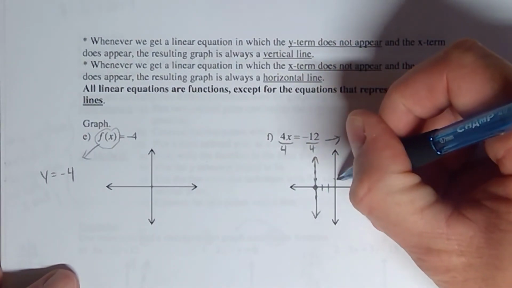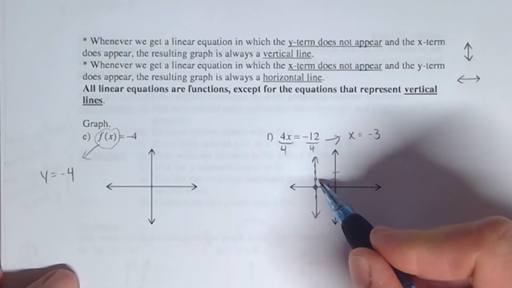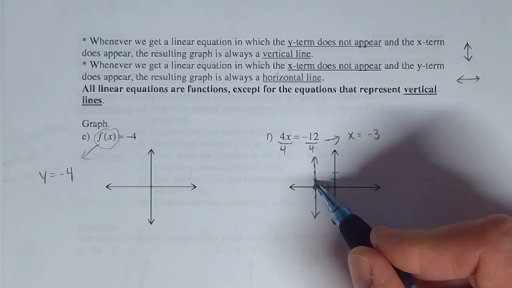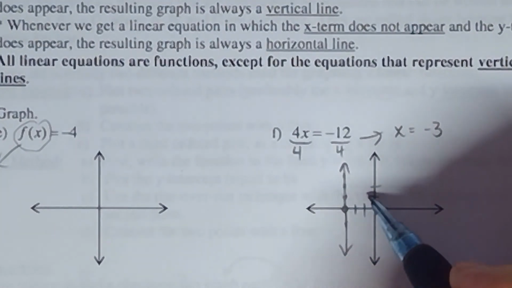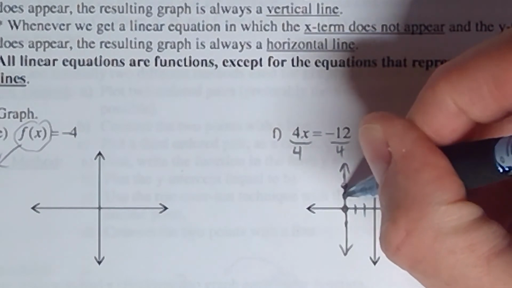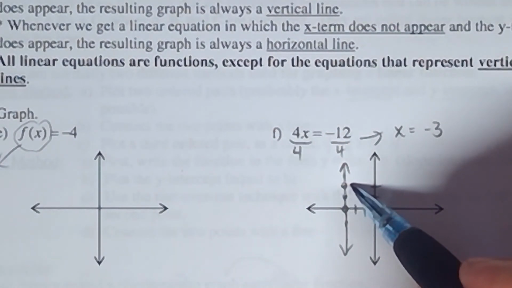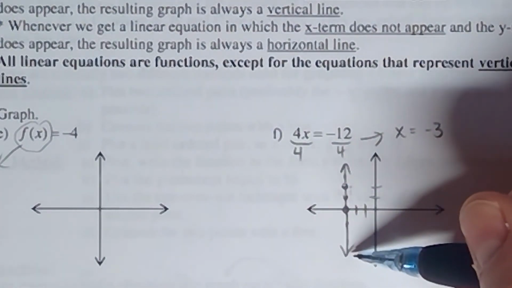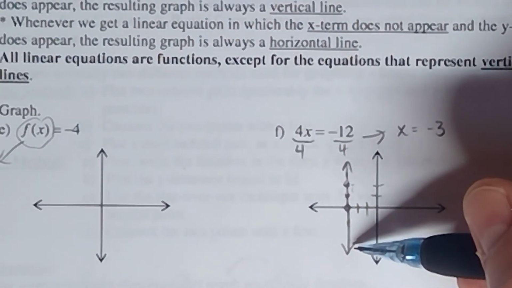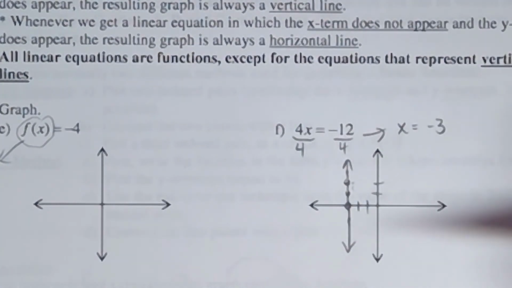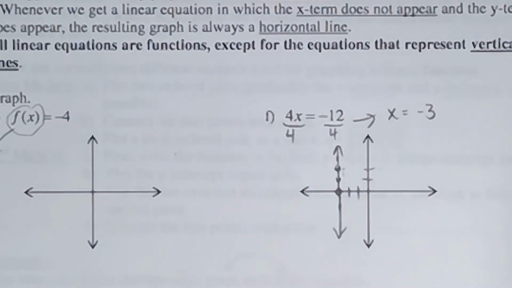Like, for example, this point right here is negative 3, comma 1. This point right here is negative 3, comma 2. Okay, all of these points here have x equal to negative 3. It's just that the y's are different, but the x's are the same. Okay, that's a vertical line.